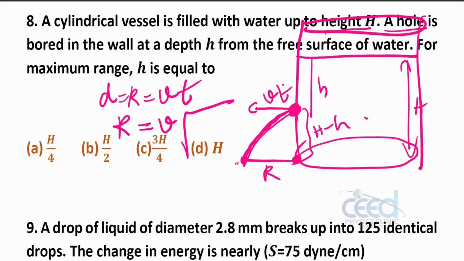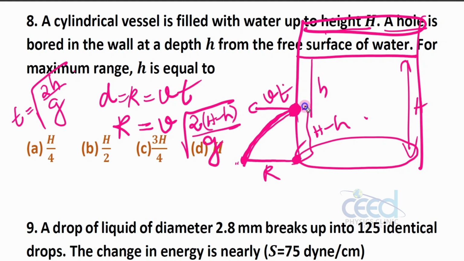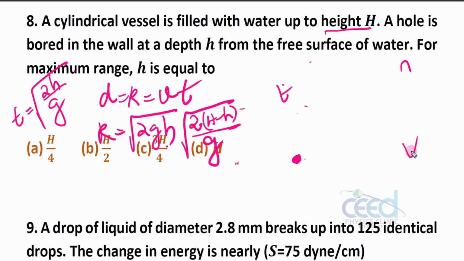Okay, the time taken to fall from a height is root 2h by g only, right? Now that is root 2 into (H minus h) divided by g. And the horizontal velocity of the water attained, that also we studied: from a height h water is coming, what is the velocity? Root 2 gh. Then by simplifying this you get a range.